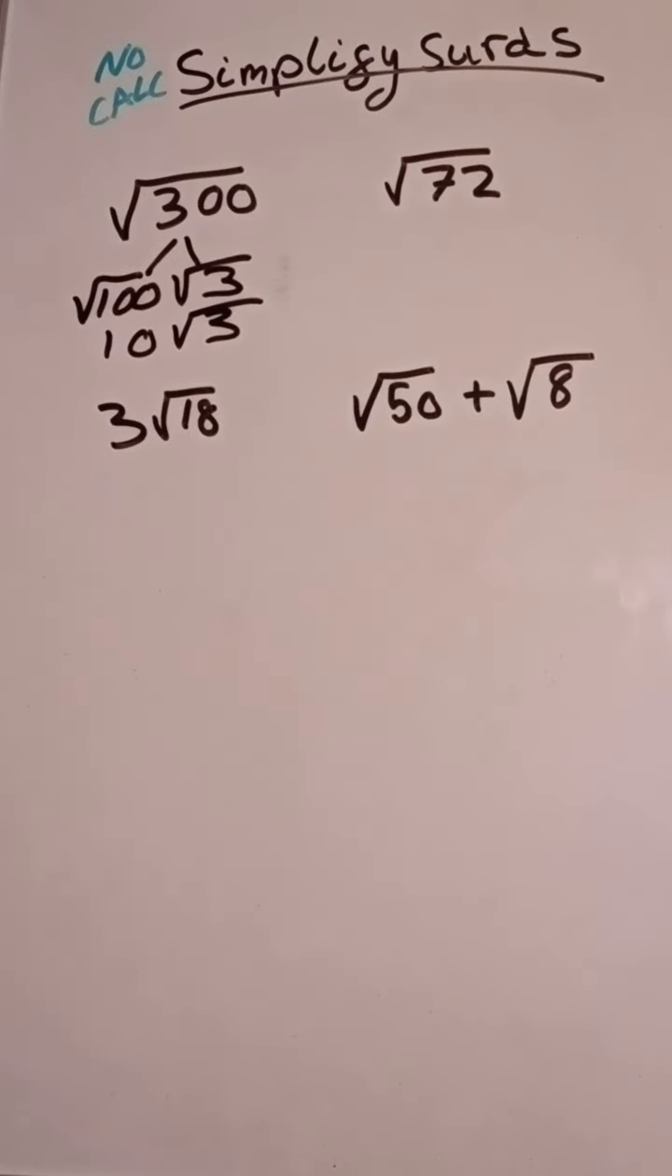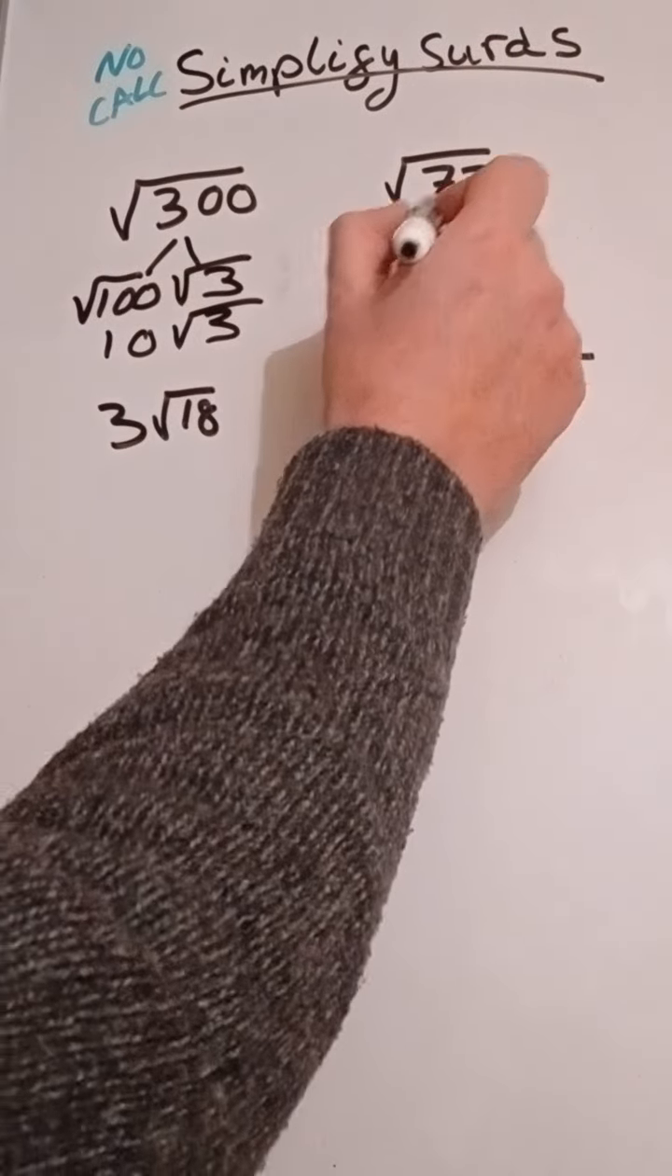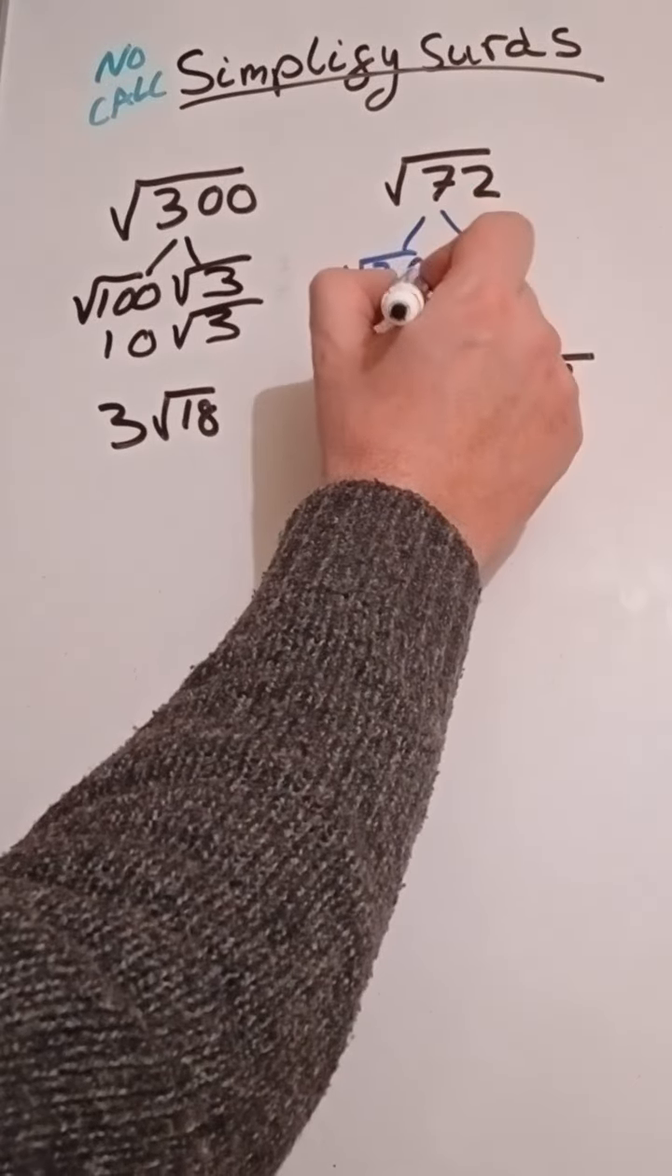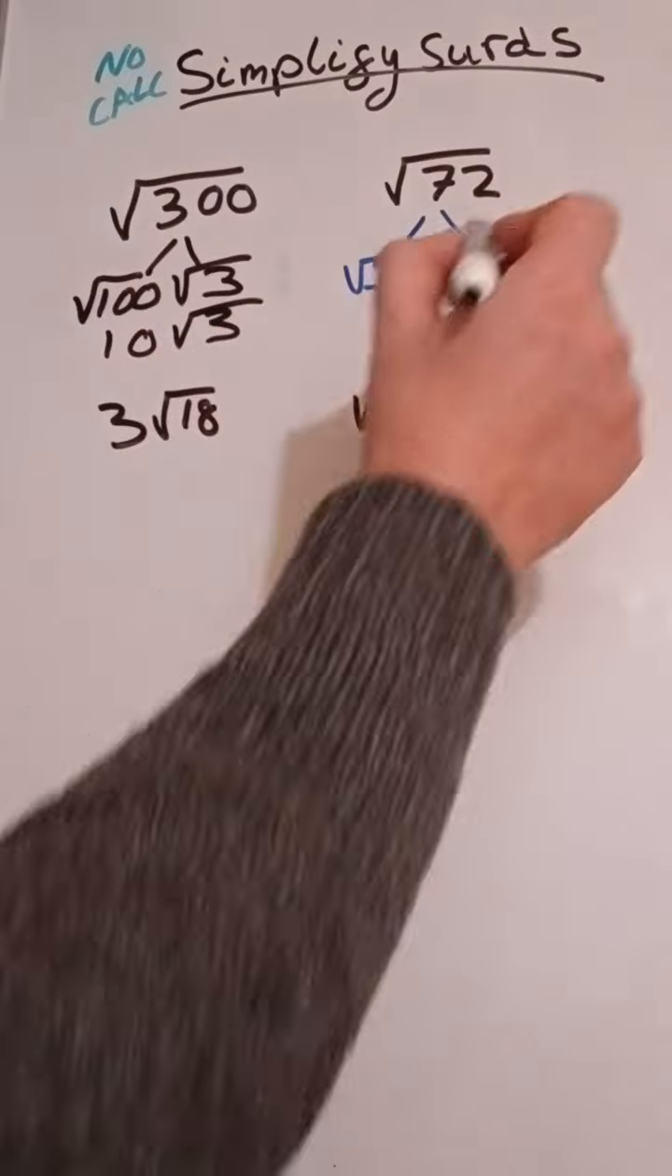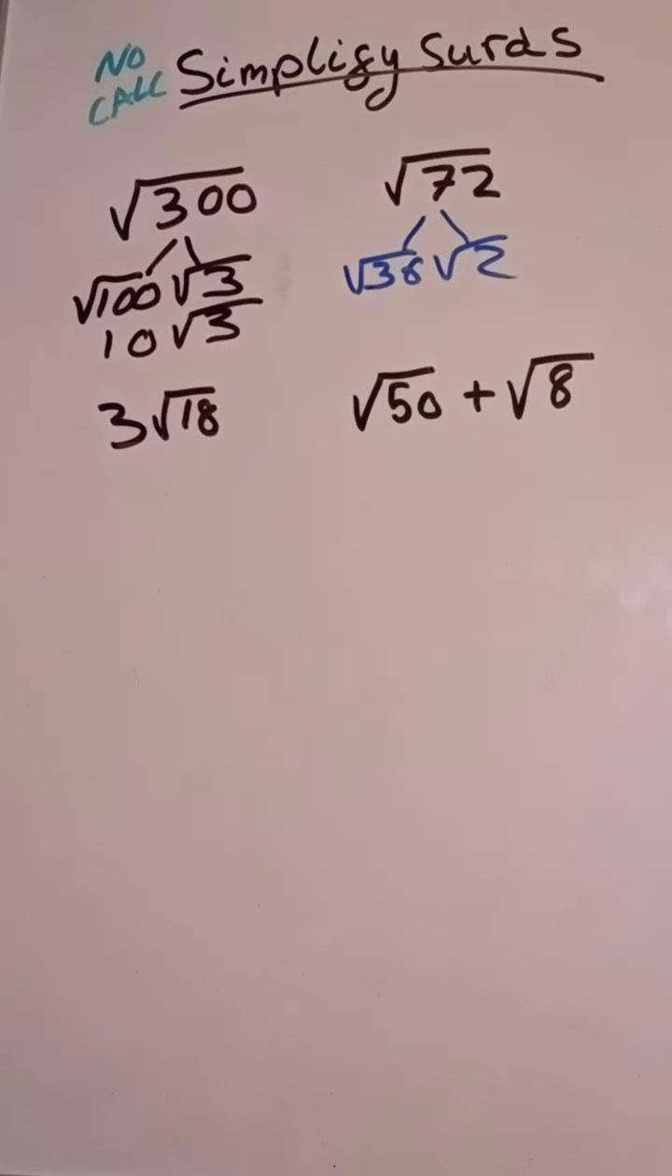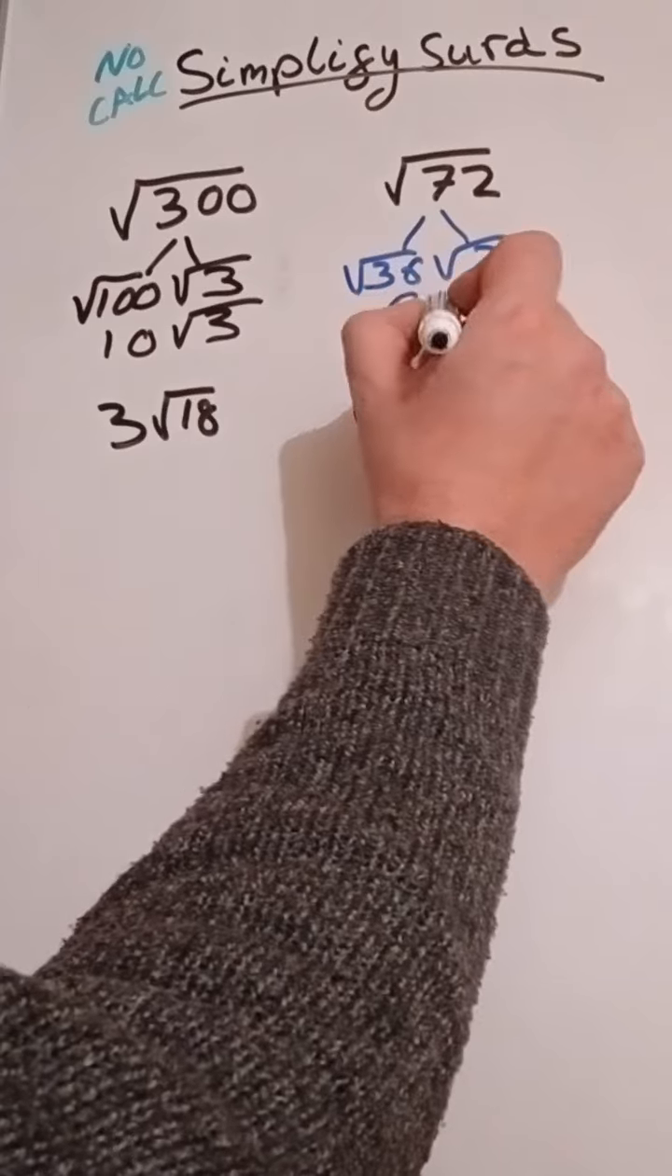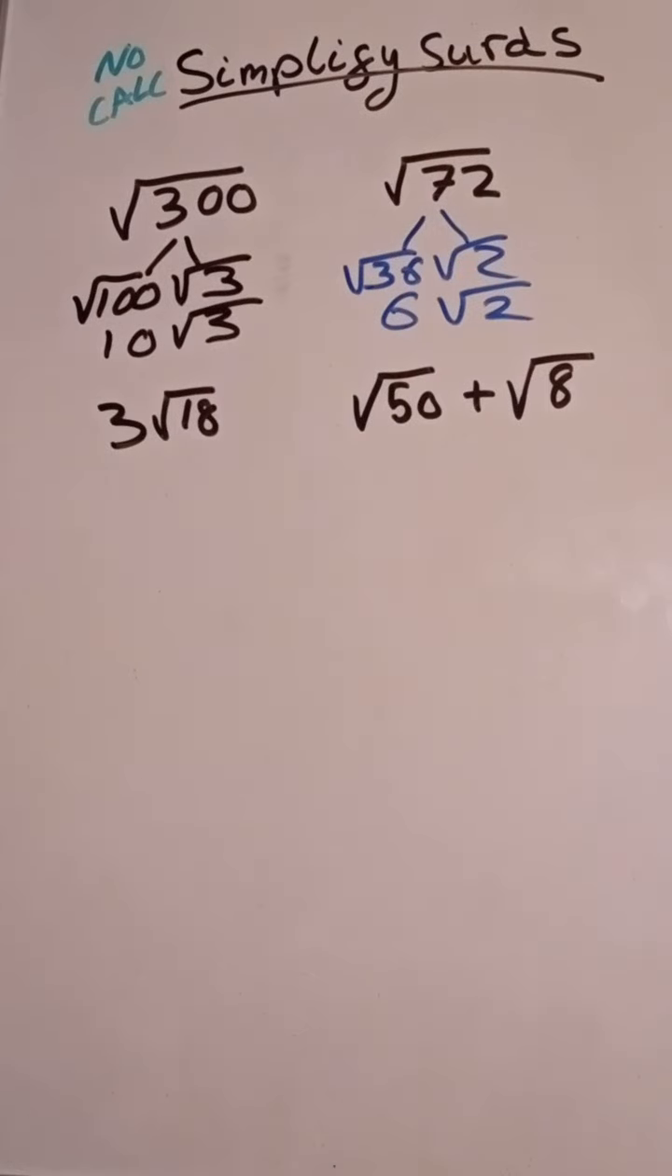The biggest square number that goes into 72 is 36. So I've got root 36, and 36 times 2 is 72. Square root of 36, that's 6. So I've got 6 root 2. Fantastic. Next one then, I've got 3 root 18.